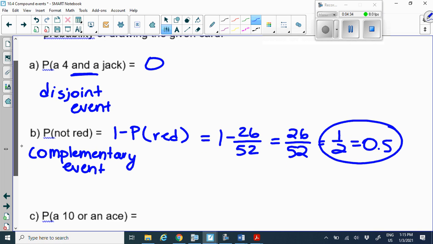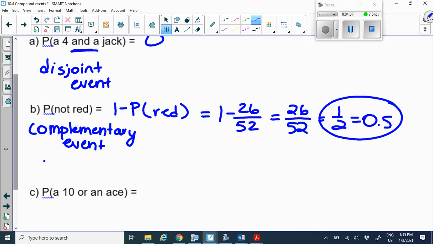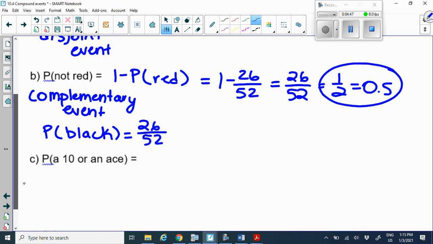And as I said, another way of doing this is figuring out the probability of black, which of course is going to be 26 over 52. Okay, so just another way of doing it. Okay, now let's look at C.